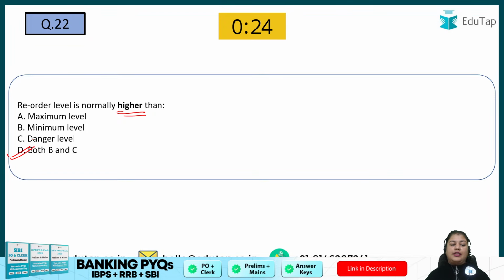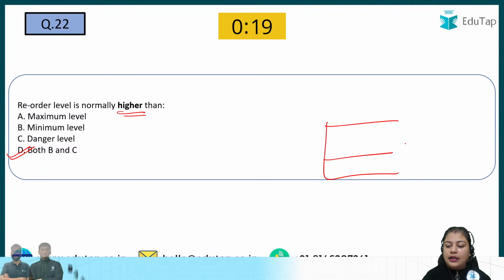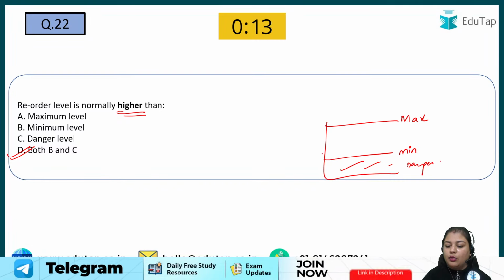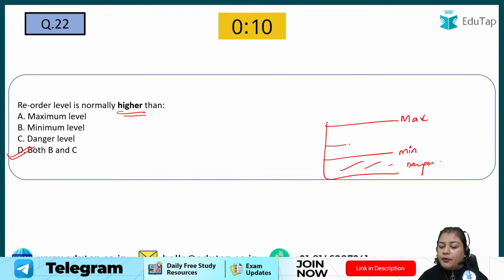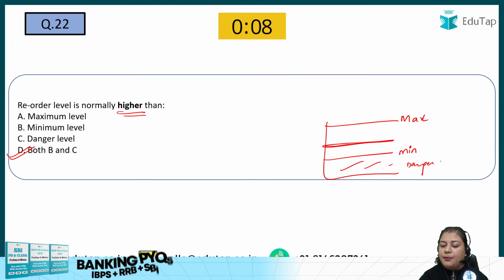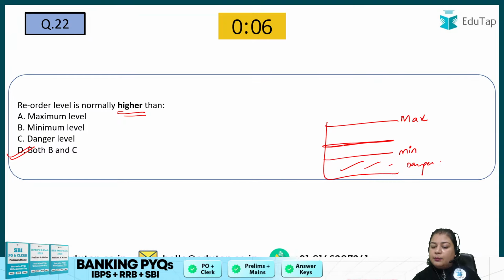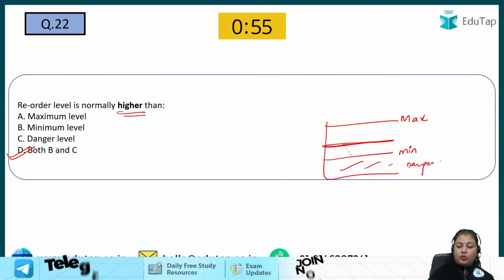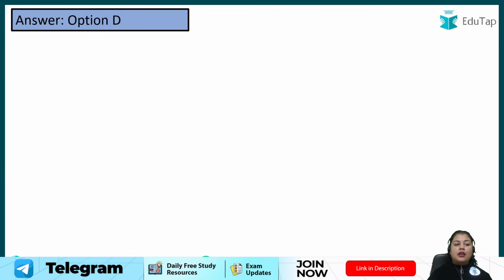Of course, it will be set above the minimum level also. If this is the minimum level and this is the maximum level, this is basically the danger point, the danger level will be somewhere here. So the reorder level will be fixed above the minimum level. Why? Because until the supplies arrive, our consumption of goods might reach the minimum level, and we do not want it to go lower. So of course I will set the reorder level above the minimum level and the danger level. So both B and C is the correct answer.